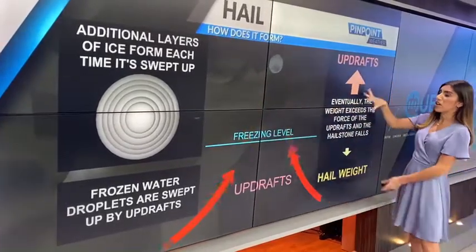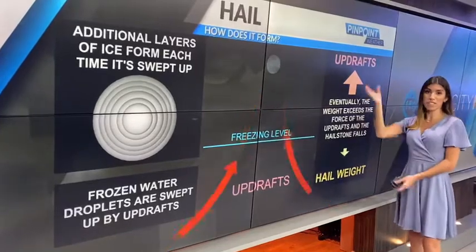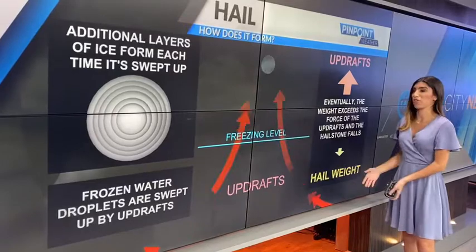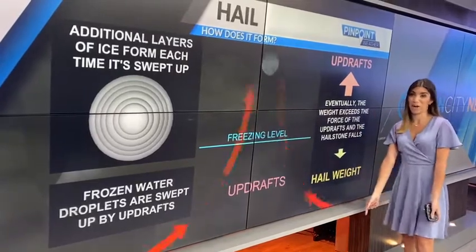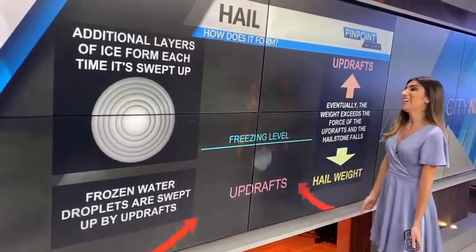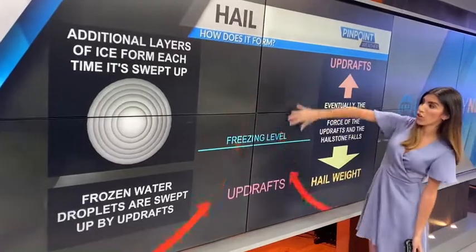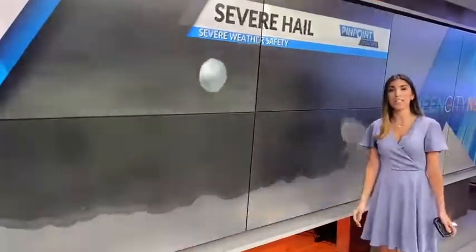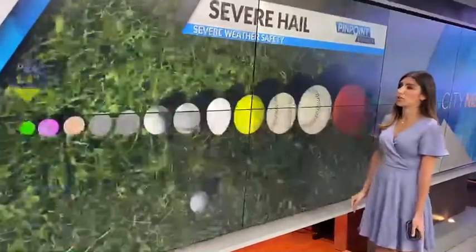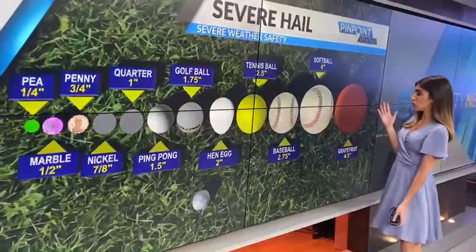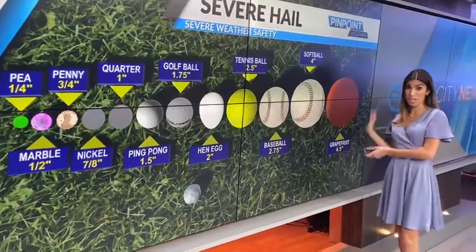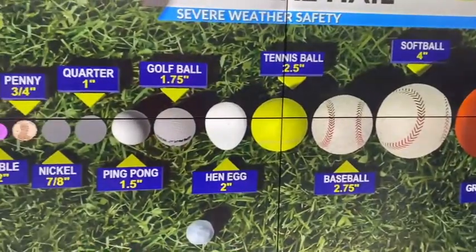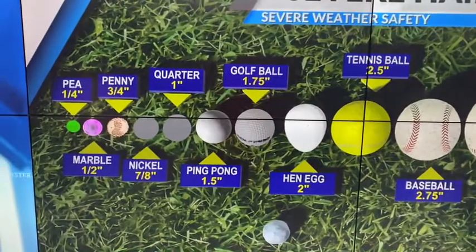So eventually, the updraft wind is not strong enough to keep it in the cloud anymore. The weight of the hail will be stronger than the wind, and it drops out of the clouds. So that's how we get that hail to form. So the stronger this updraft wind, the longer you can keep that hailstone suspended in the cloud, and the larger the hailstone will be. You can get hailstones up to the size of grapefruits, really large, 4.5 inches in diameter. You can get them as big as baseballs and softballs.